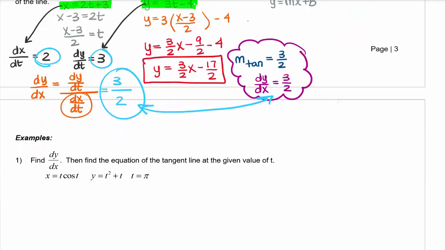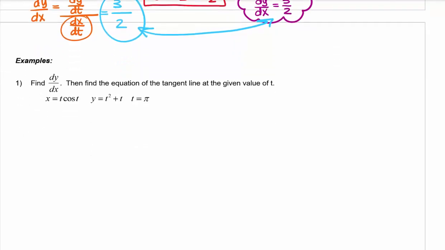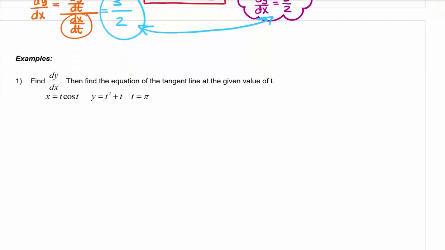So let's look at an example here. Let's find dy/dx, because again, the slope of a tangent line is not dy/dt. The slope of the tangent line will always be dy/dx. So in essence, what I'm asking you to find here is to determine the slope of the tangent line for this given value of t.